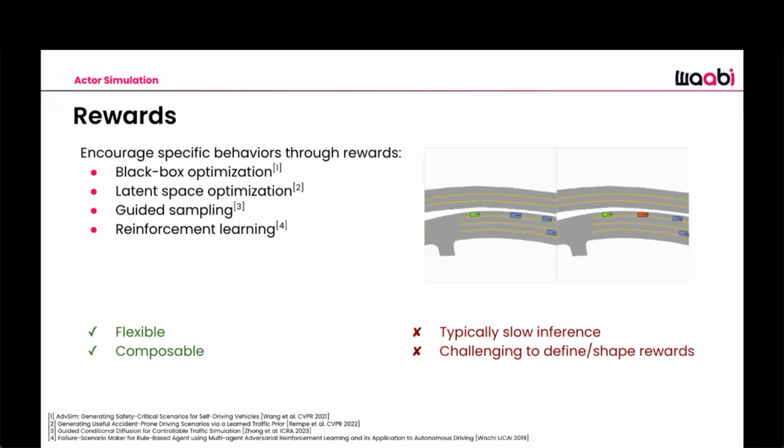However, because a lot of these approaches require optimization in the loop, inference is typically quite slow. And in addition, while reward functions are quite flexible as a specification tool, shaping those reward functions so that they can be easily optimized is very challenging.